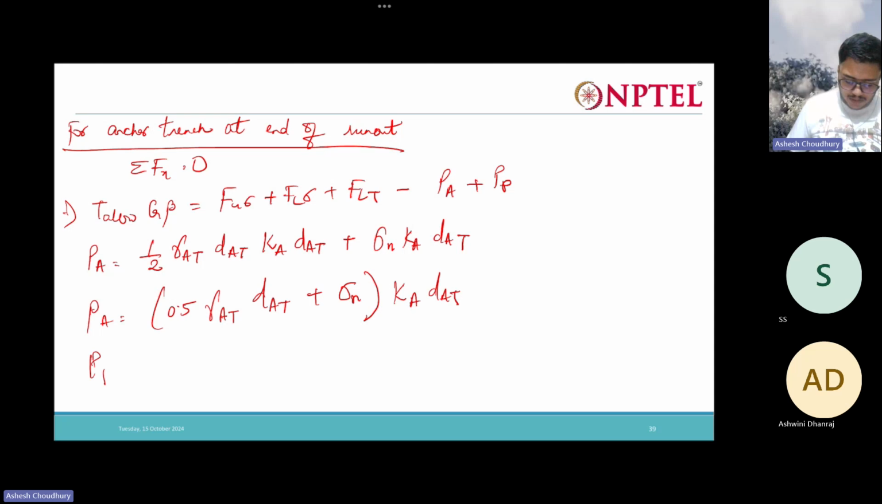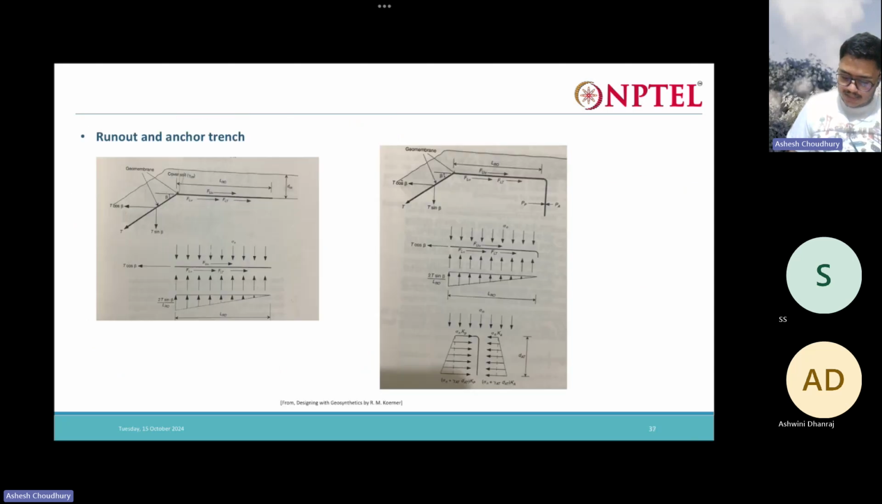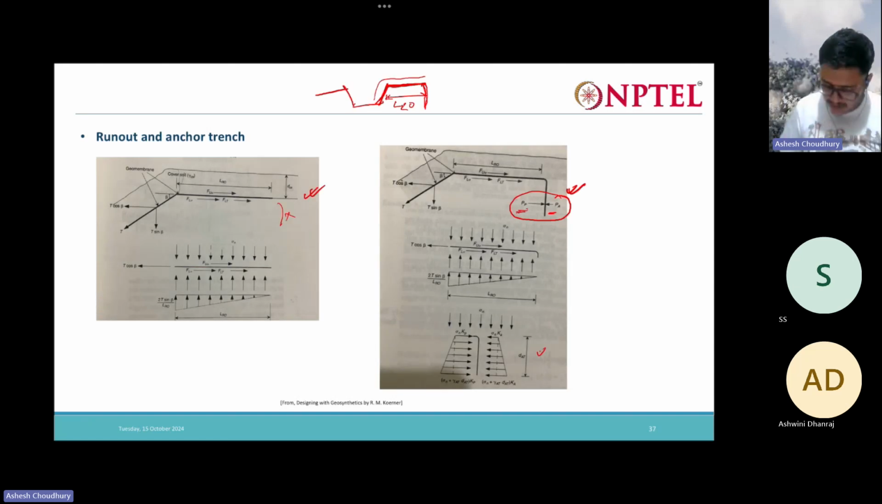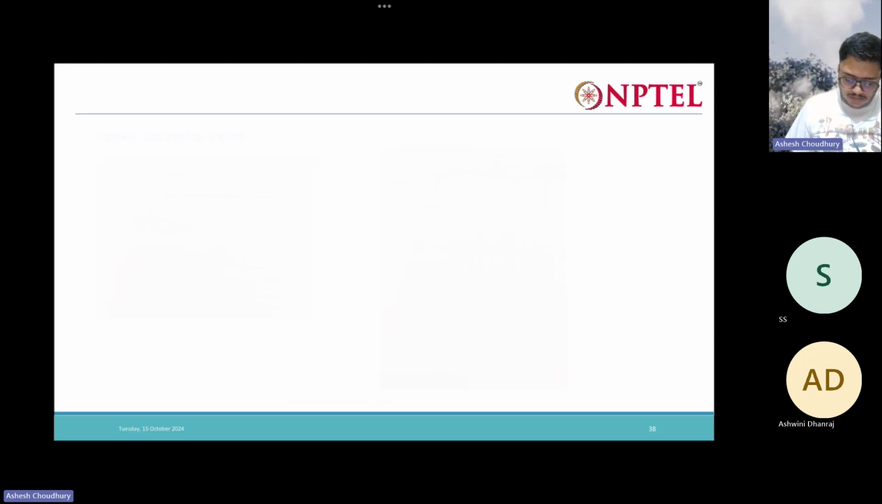And PP is, all these things are shown in the figure. So there should not be any confusion about this. What is DAT and all, everything is shown in these figures. All right, so there should not be any issue. So this is all, this is how we get it.